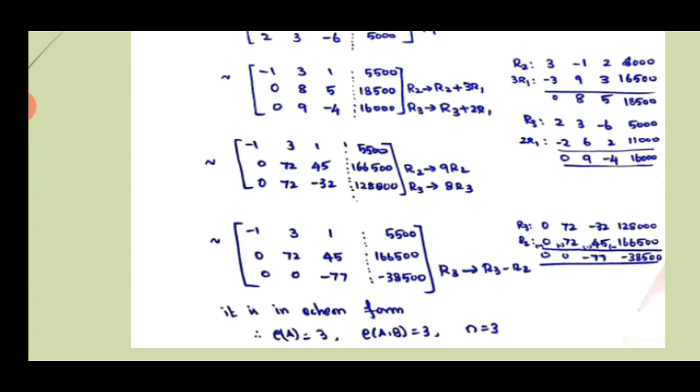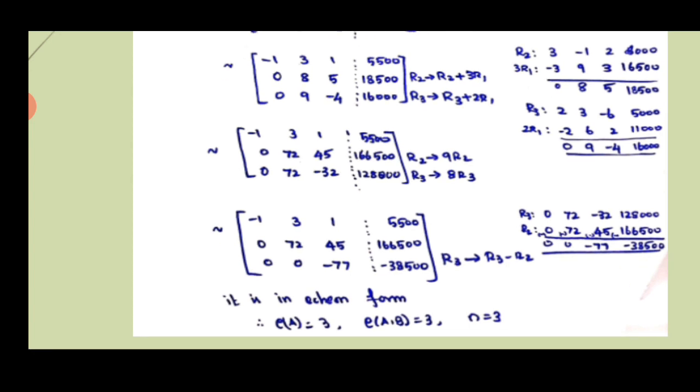So when I multiply by 9, R2 implies 9R2. All the entries I'm going to multiply by 9. So I get 0 into 9, 0, 9 into 8, 72, 9 into 5, 45, 9 into 18,500 becomes 1,66,500. Like that, the third row also I'm going to make a transformation. So R3 implies 8R3. So when I multiply the R3 by 8, I get 0 into 8, 0, 9 into 8, 72, and minus 4 into 8, minus 32, and 16,000 into 8, 1,28,000. Like that we got it.